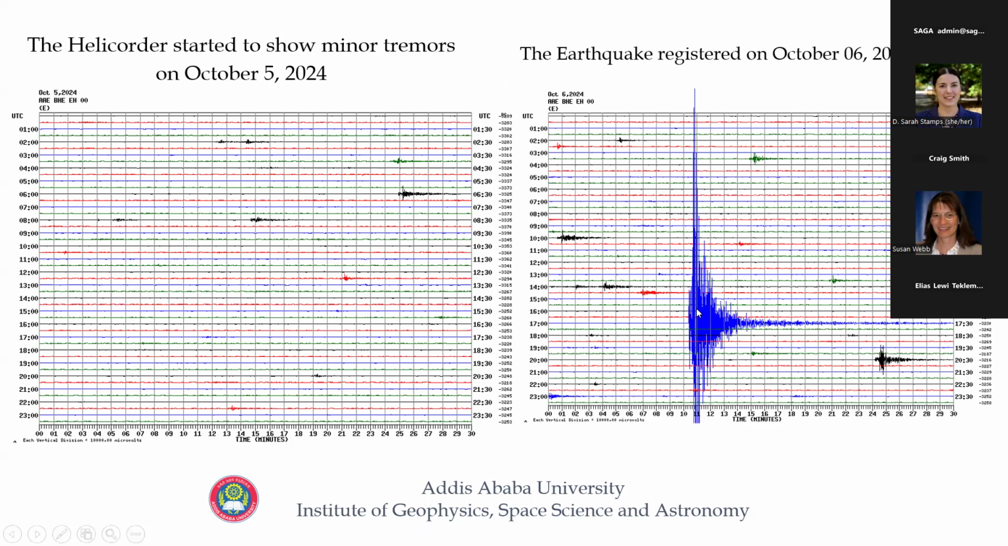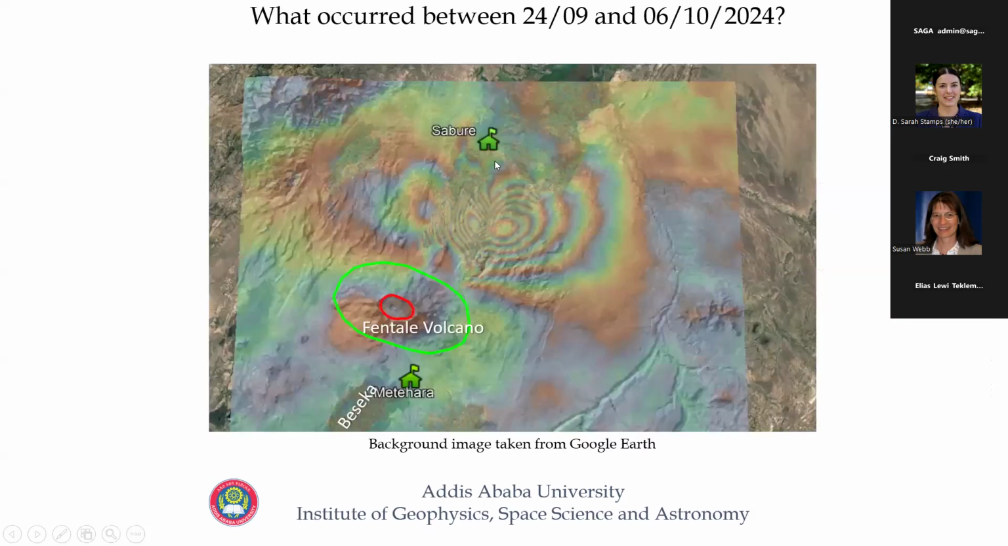I was called to our university, and the whole night we were locating and working out what caused the earthquake, and we should go to the media and calm people. In the next days, in collaboration with our collaborators at Bristol University and Leeds University in the UK, we processed the InSAR data, and we knew that there was some sort of dike injection between Fentali volcano and the Sabure village, south of the Dauphin volcano.